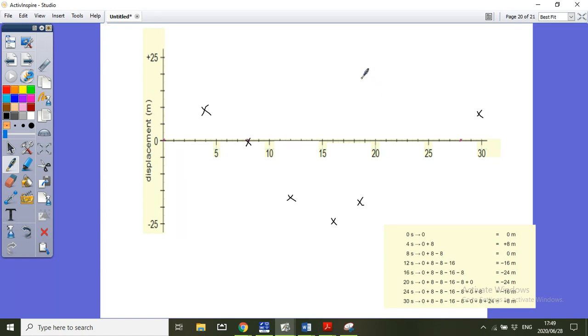Now this doesn't look like much, but it gives you most of your marks already, because now all we have to do is go and look at the shape. To decide on the shape, we have to look at the gradient of the velocity time graph. Because remember, the gradient of this graph, and this is where it's super important, the gradient of this graph is going to be the velocity.